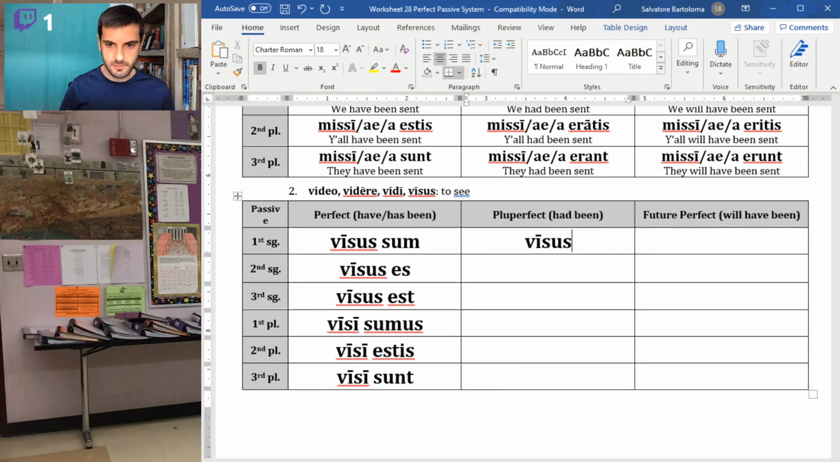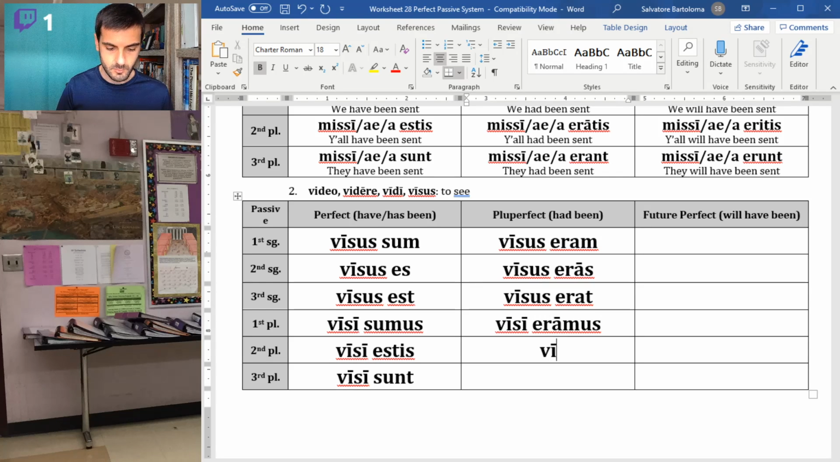Pluperfect, visus, and now we're going to pair it with eram to show that it's past perfect, pluperfect. Visus eram and visus eras. Again, once you go to the plural, visi eramus, visi eratis, and visi erant. So this would be like saying, I have been seen. This is, I had been seen.